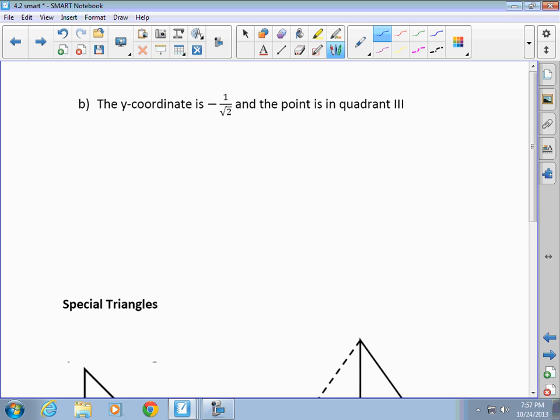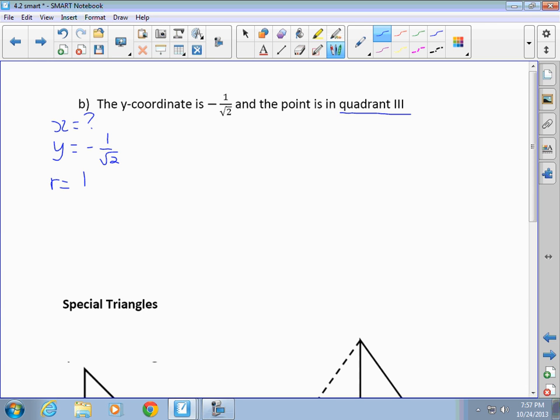Okay, example B says that the y-coordinate is equal to negative 1 over square root 2, and the point is in quadrant 3. Because they've given us a little bit of a restriction here, we might not have two solutions when we're done. So first of all, I list what I know: I don't know what my x is equal to. I know my y is equal to negative 1 over square root 2, and my r, of course, the unit circle, is equal to 1.